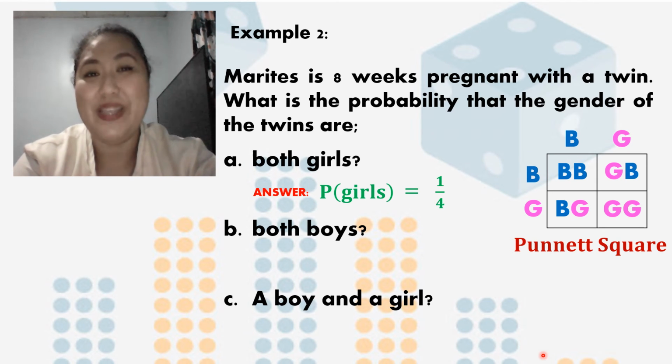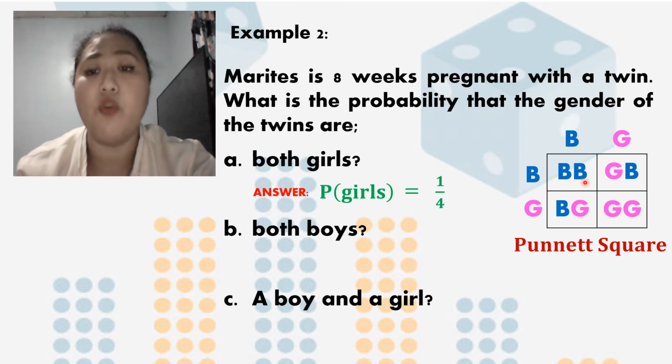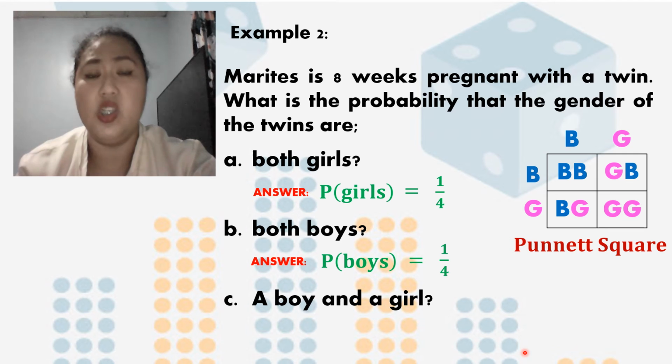Okay? So, punta na naman tayo sa letter B, both boys. So, again, hanapin natin dito yung combination ng both boys. So, ito siya, BB. Yan, nakakulay blue pa for color of a boy. So, isa lang yung favorable outcome natin dito na parehong boys, yung gender ng twins. So, we have 1 over all the possible outcome, which is also 4. So, we have 1 over 4 as well. So, same lang yan, 0.25 or 25%.